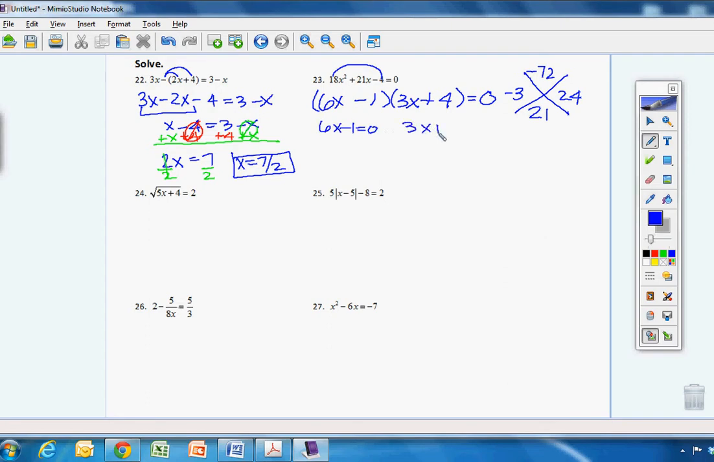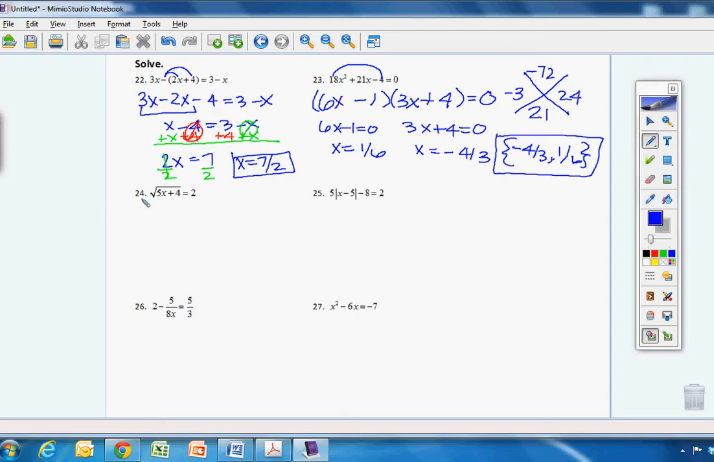And 3x plus 4 equals 0. So I'm going to solve. So I have x equals a positive 1/6 and x equals a negative 4/3. All right, so these are my answers. You can always write a lovely solution set because you have more than one answer. All right, there you go.